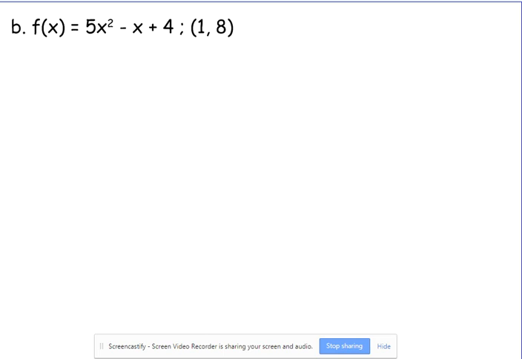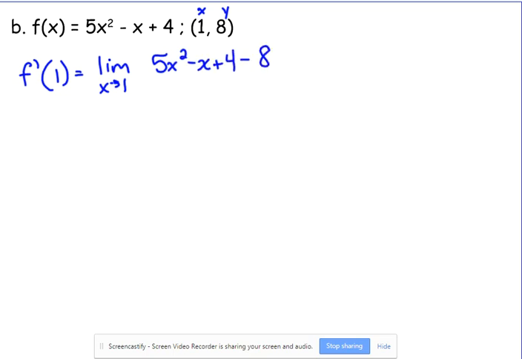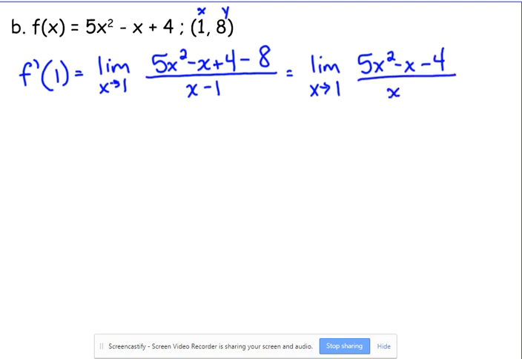f of x equals 5x squared minus x plus 4 at the point 1, 8. So again, we've got our point, we've got our x and our y, so we need the derivative, f prime of 1. So that is, whoops, the limit, I keep on forgetting my limit. The limit as x approaches 1 of f of x, 5x squared minus x plus 4, minus f of a, which is 8, okay, over x minus a. So let's simplify the numerator there, combine some like terms: 5x squared minus x minus 4 over x minus 1.